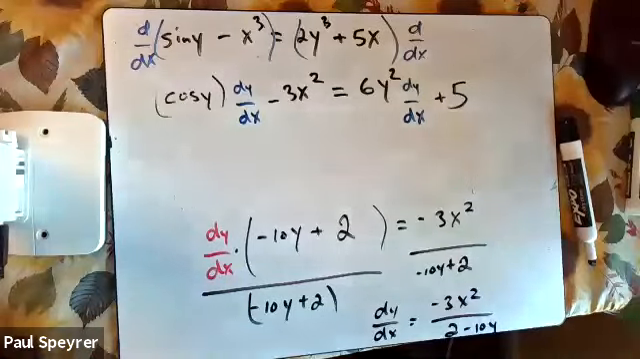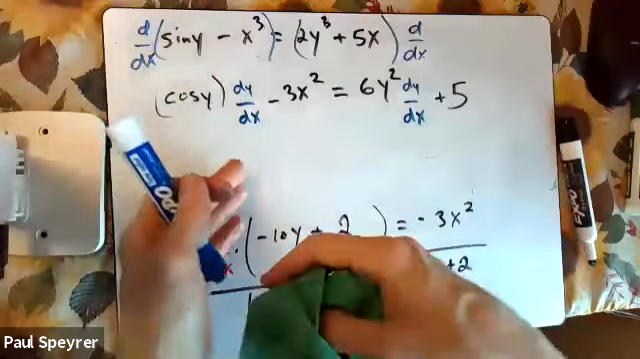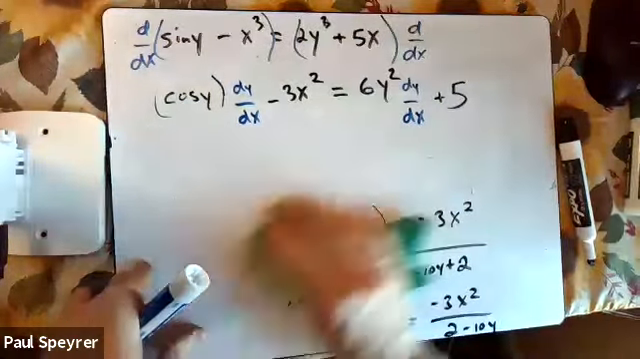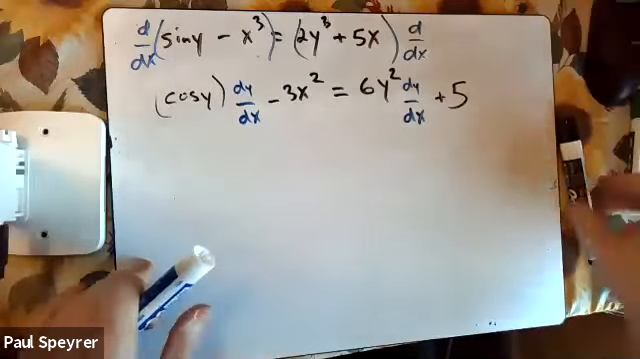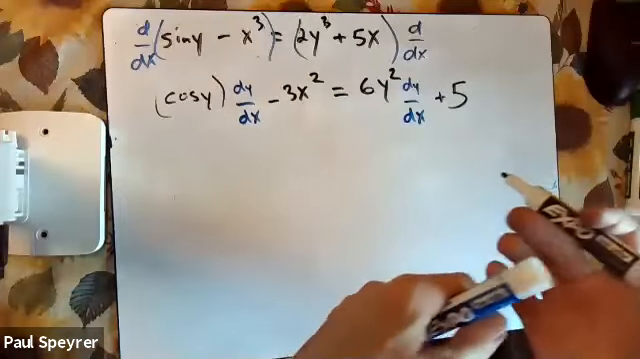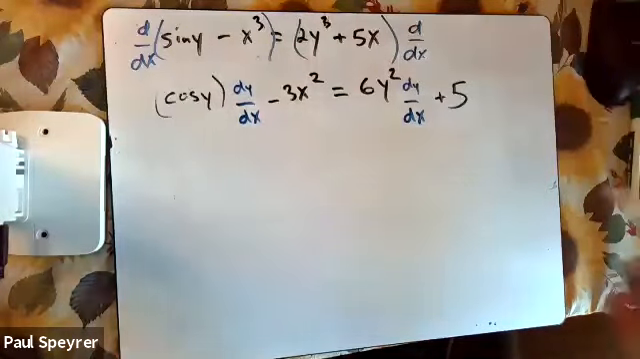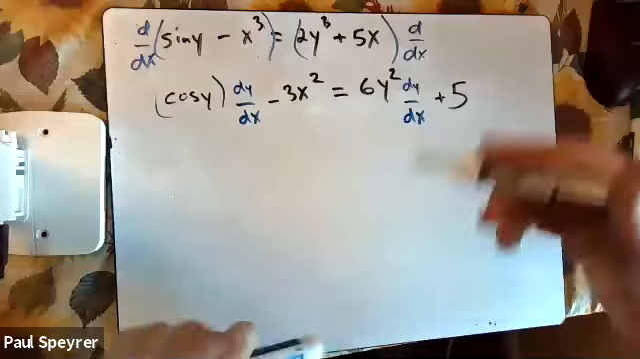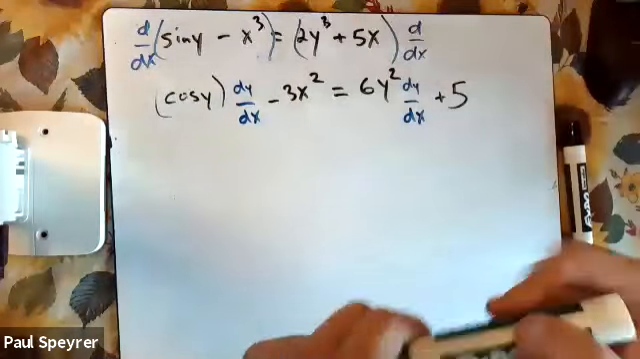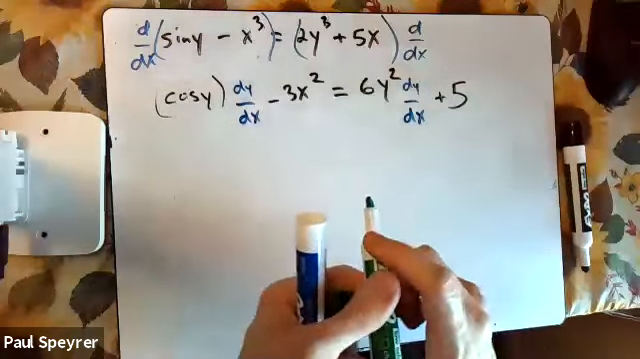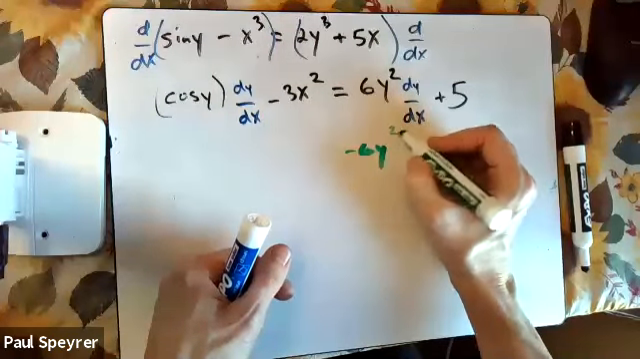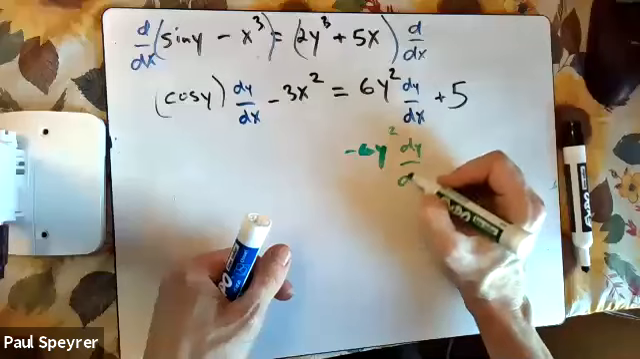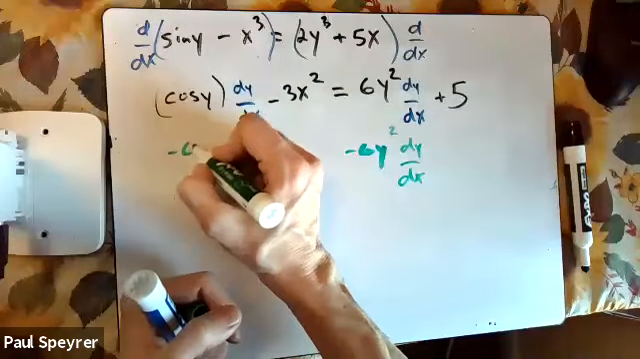Now, if you notice, we have dy dx on the left side and the right side, correct? So we need to get them on the same side. That's what we're ultimately looking for. It does not matter if you get them all on the left side or the right side. Okay, it really doesn't matter. I'm just going to put them on the left side. So to do that, we need to subtract this entire chunk over. So I'm going to subtract 6y squared dy dx from both sides.